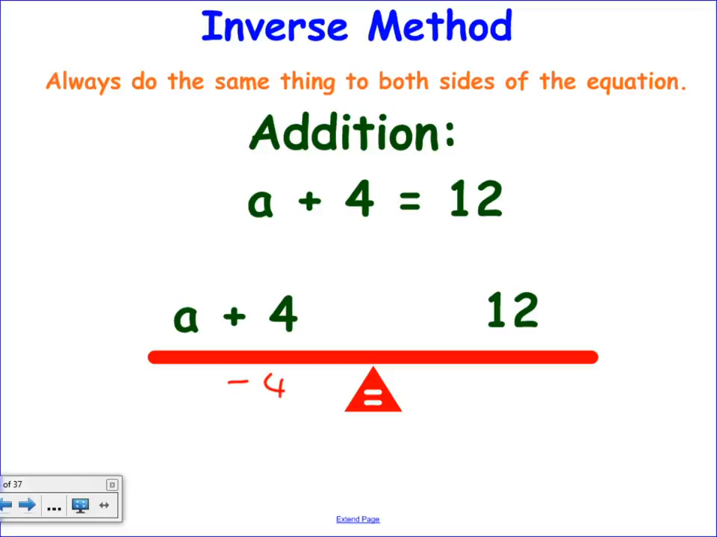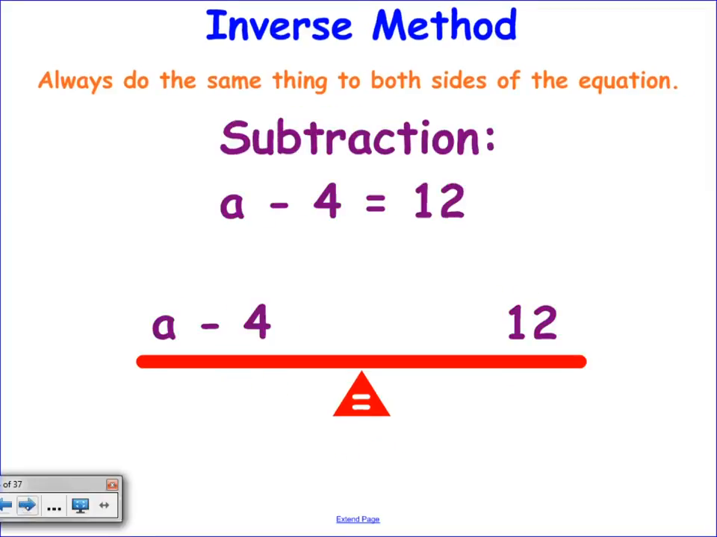However, I've just upset the balance of my scales. So if I take 4 away from this side, I need to take 4 away from that side. Okay? So these two have cancelled each other out, and it leaves me with a on the left-hand side. On the right-hand side, I've got 12 minus 4, which is 8. So yes, I could use my common sense method, but I'm just trying to show you how the inverse method works for each of our functions.